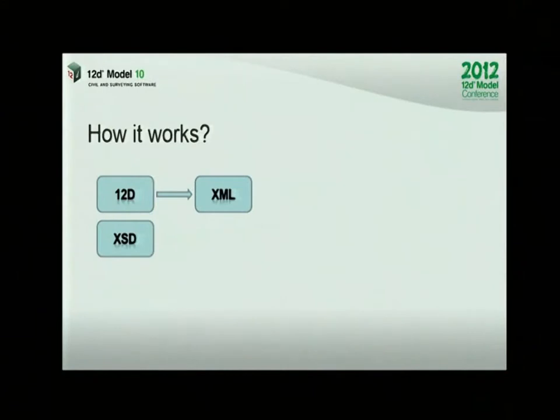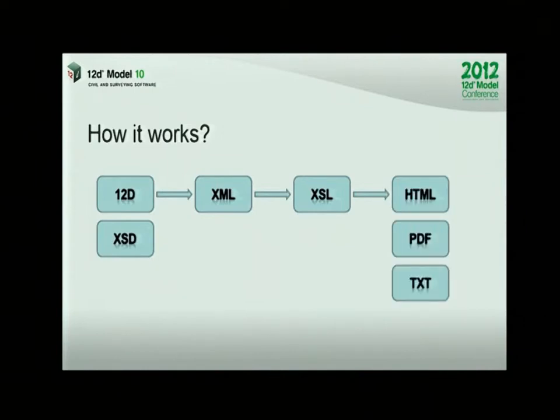How does it work? 12D with the XSD. So we provide the XSD, so you guys don't have to worry anything about that side of things. It goes through, and 12D with the XSD, we're creating the XML file. And then the XML file is passed through with an XSL file, and it produces either an HTML file or PDF file or text file or many other formats. Basically, it's all up to the XSL file to decide what format, what translation is required, and produce the output file.